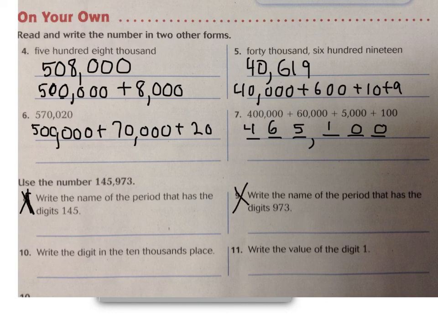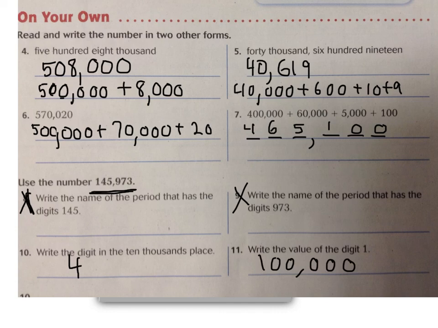And then we're going to do 10 and 11, which says write the digit in the 10,000s place for this number right here. The digit in the 10,000s place is a 4. It does not ask us for the value, so all we have to do is put a 4. Number 11 says write the value of the digit 1. Well, the digit 1 is in the 100,000s place, so the value of that is 100,000.